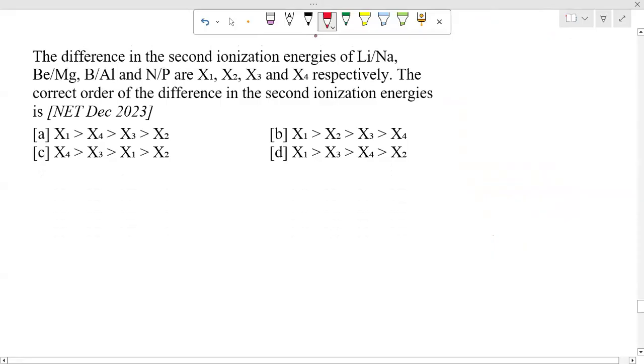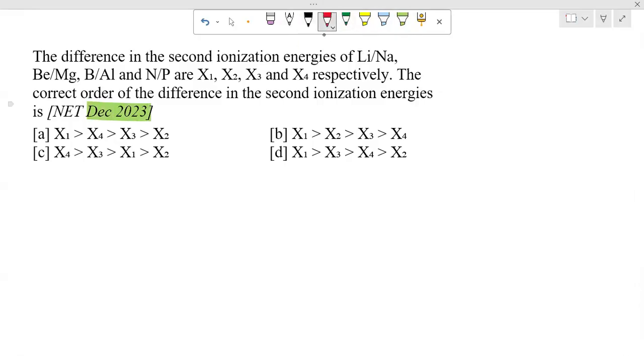Next question. The differences in the second ionization energies, and they have taken the ratio: lithium by sodium, beryllium by magnesium, boron by aluminium, nitrogen by phosphorus, are represented as X1, X2, X3, X4. The correct order of second ionization energies? Be careful with this question, asked in December 2023.